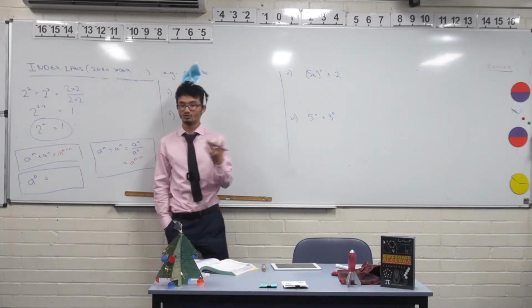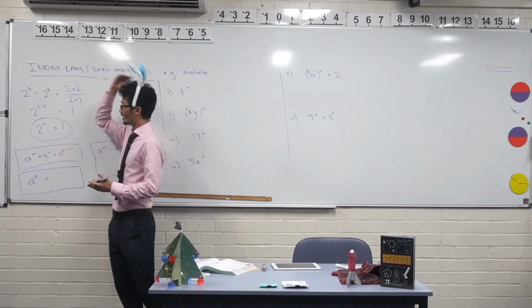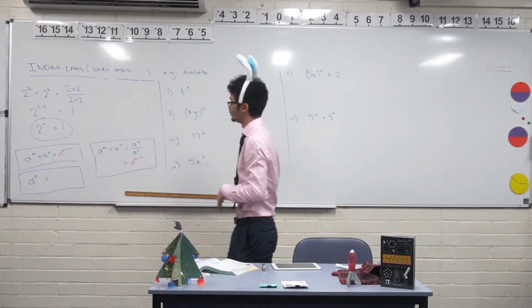And you can show that this works true for any base. It doesn't matter which base you use. If you have 50 to the power 0, or 100 to the power 0, you can try it on your calculator. It's always going to equal 1, right?